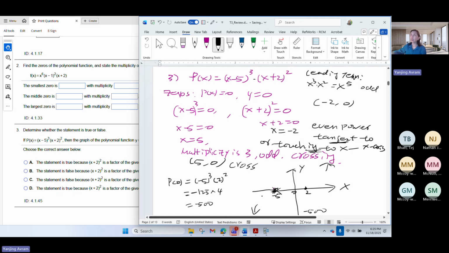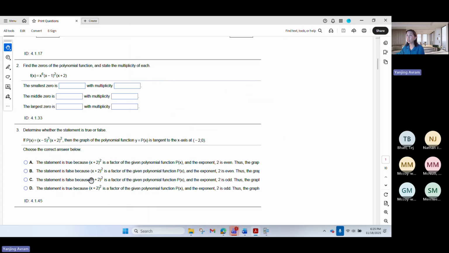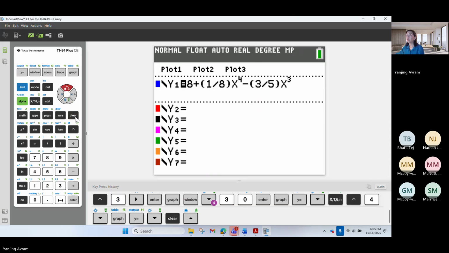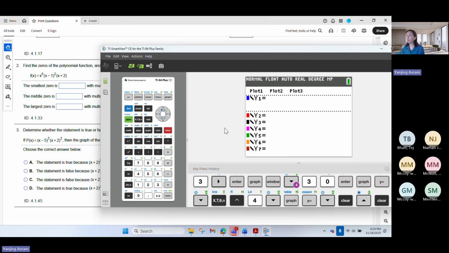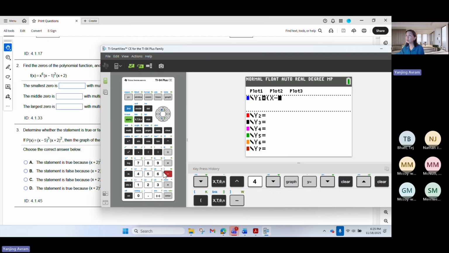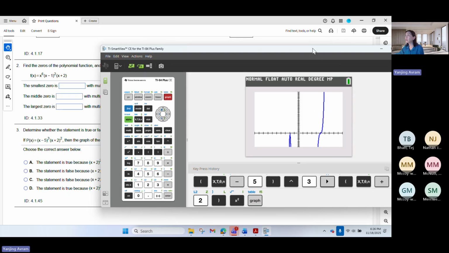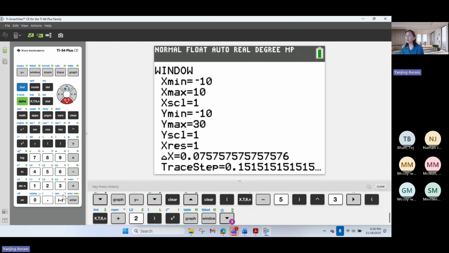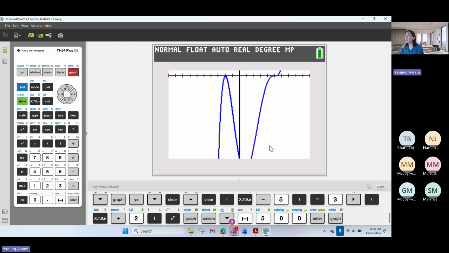Another way here is we can put this whole thing in a calculator, probably more accurate that way. So we have x minus 5 to the power of 3, and then times x plus 2 squared. That's how you look at it. And then I will graph. Let me put the window a little bit lower.